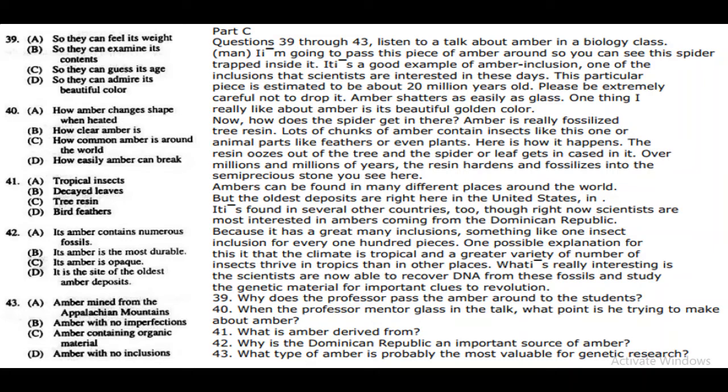What's really interesting is that scientists are now able to recover DNA from these fossils and study the genetic material for important clues to evolution.